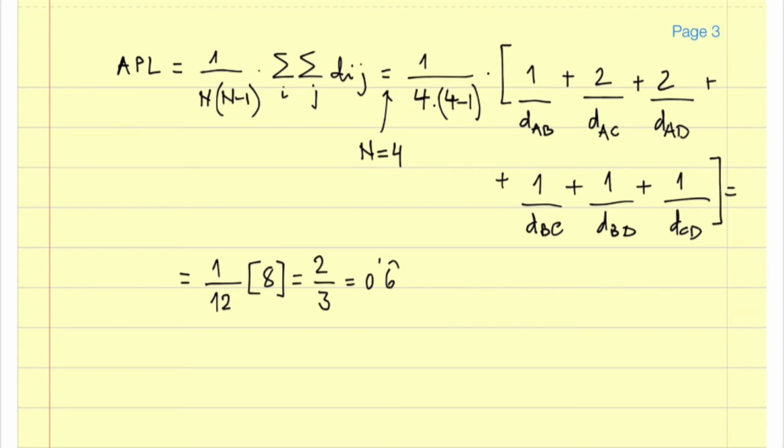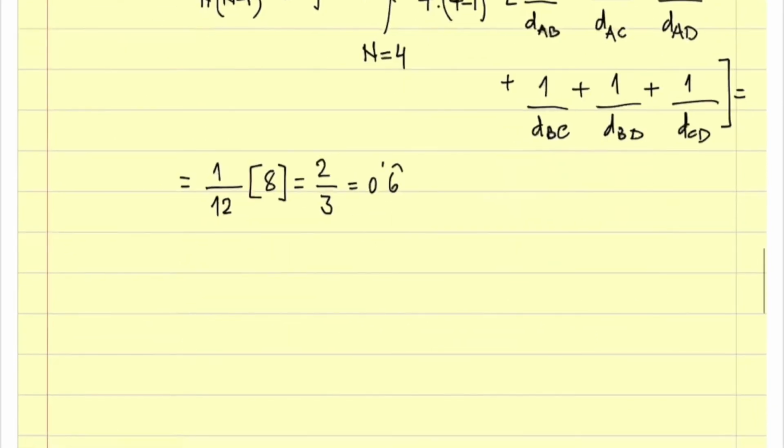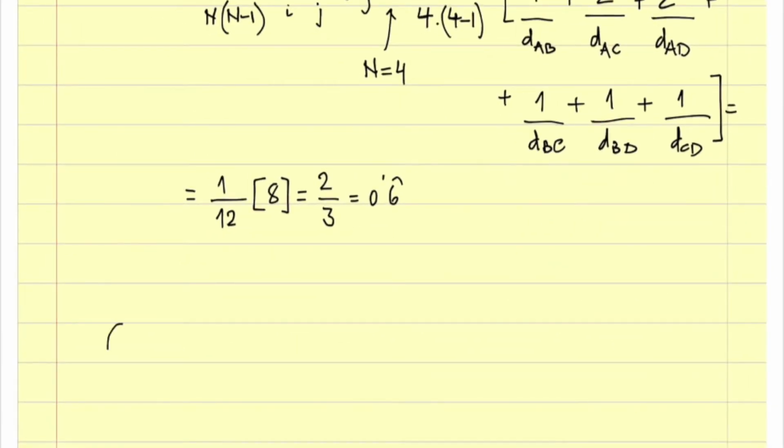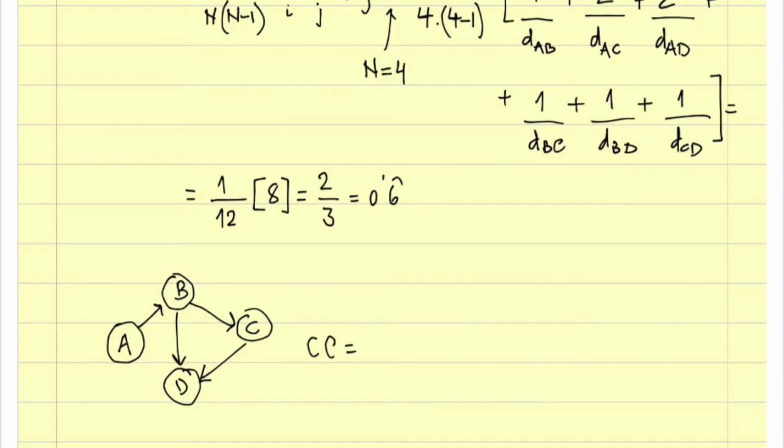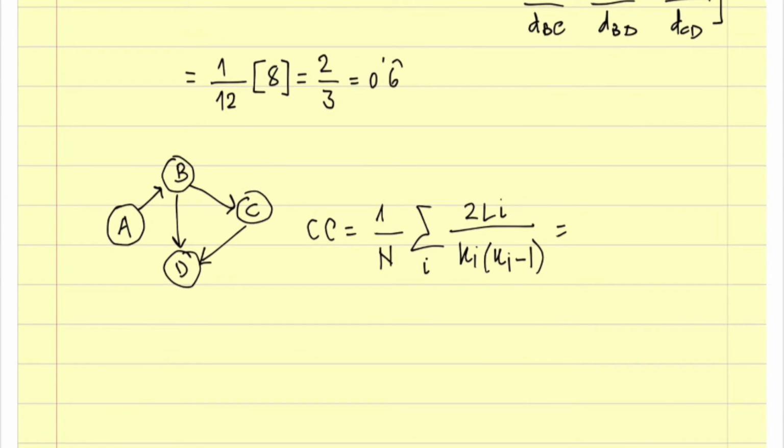Good. Well, the clustering coefficient is a little bit trickier. So I paint the graph again here because the clustering coefficient is a little bit more complicated. I have the same as above: A to B, B to C, B to D, and D to C. But now I have the clustering coefficient, which is 1 divided by n, the sum over i of 2 times Li divided by Ki times Ki minus 1. Okay, this is a little bit trickier. So I first do 1 divided by 4 times.